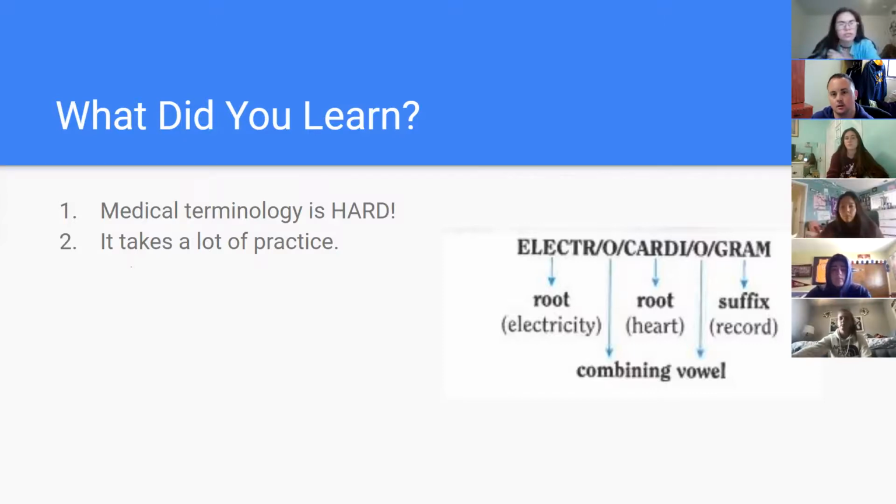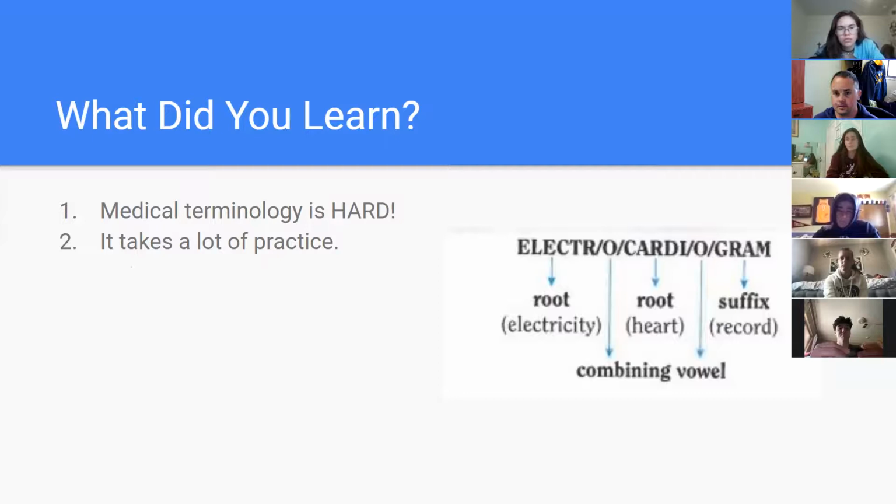Okay. So terms are made up of several sections. You have a prefix, a root, a combining vowel, and a suffix. Those are all parts of the word. Now, not every word is going to have a prefix, but every word will have a root and a suffix. And a combining vowel. So what we're going to do here is a quick little Kahoot just to make sure we get a little bit of an understanding here.